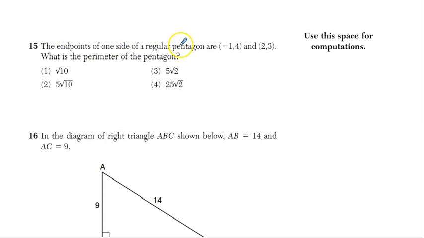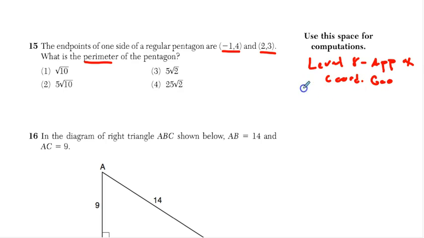Okay, the endpoints of one side of a regular pentagon are -1, 4 and 2, 3. What is the perimeter of the pentagon? Well, this is actually a level 8 question, applications of coordinate geometry.